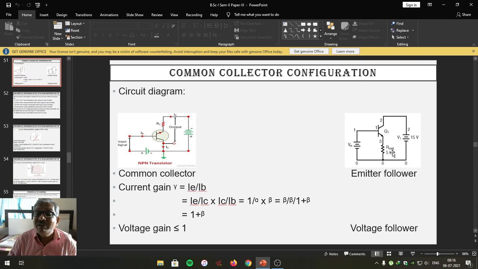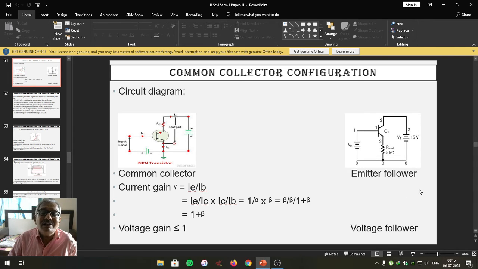Output follows the input means output is nearly the same as input. Means this output voltage developed is nearly the same as the input voltage that we applied. And that is the speciality of common collector configuration, or the speciality of emitter follower. It is called emitter follower because we are taking output across emitter and output follows the input. Another name of common collector configuration is emitter follower circuit.